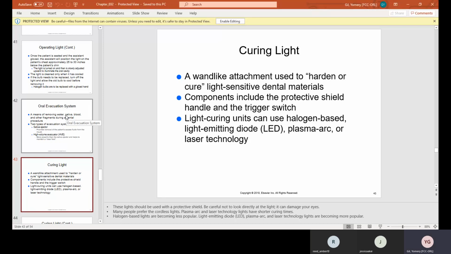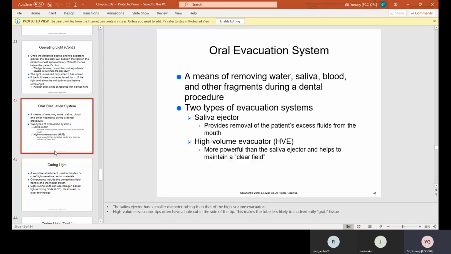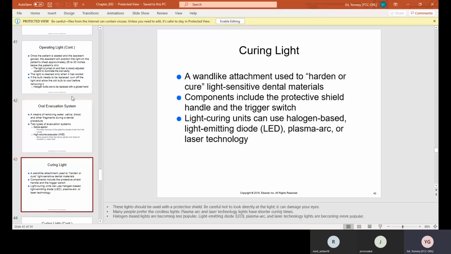All right, the curing light. A wand-like attachment used to harden or cure light-sensitive dental materials. The components include the protective shield, handle, and the trigger switch. Light curing units can use halogen-based, light emitting diode or LED, plasma, or laser technology.